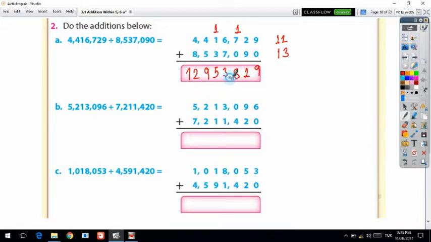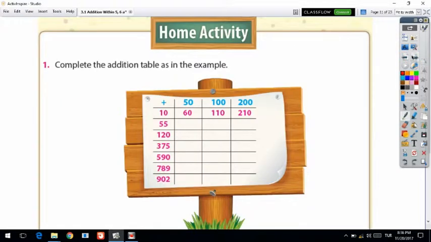So now we can put the commas after every 3 digits. The first one, the second one, 12,956,890. So we solved it. Maybe it's enough to understand addition, so it's not necessary to solve this question and this question. Okay, now let's continue. Let's see the next home activity.